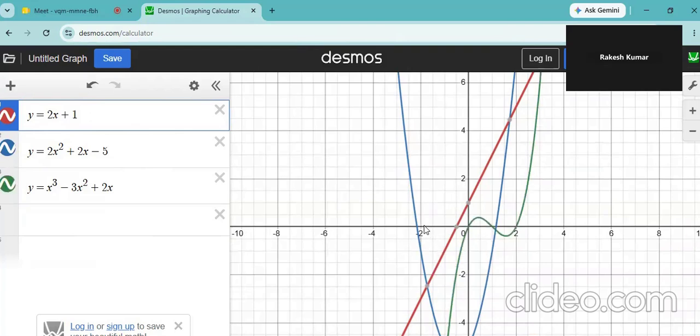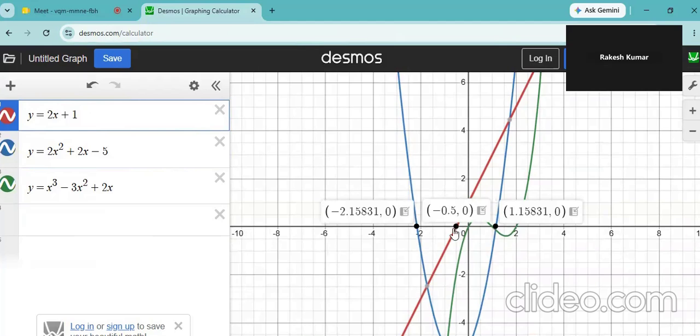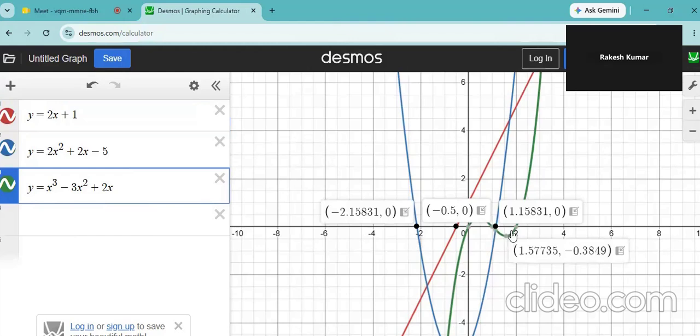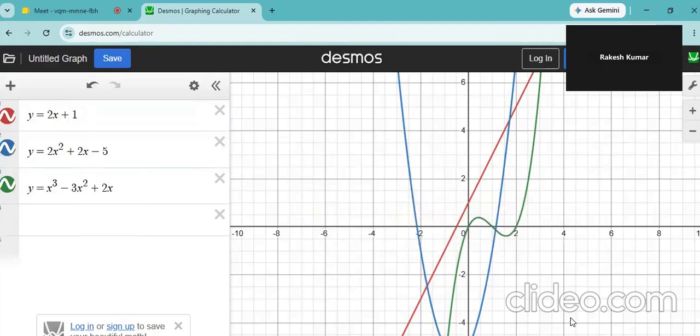The other thing you will know is that the quadratic has two roots, the linear has one root. Sometimes the quadratic can even have zero roots, but I will tell you the situations. The maximum it can have is two, and the cubic maximum can have three. So these are the curves, quadratic, cubic, and linear, and how many roots each has. This you should know. Acha, then we come to another thing.